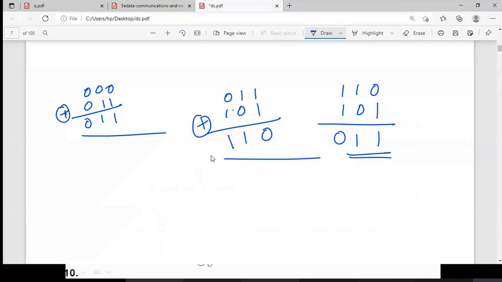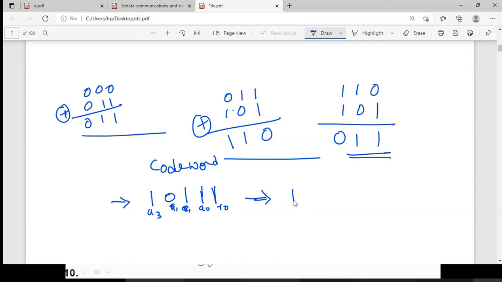So what I am telling is the data that is 1011. This is the data word, and to make it even parity, we have just added 1, and this forms the code word. So now consider this A0, and this is R0, and this is A1, and this is A2 and this is A3 according to the diagram. So now I am telling this bit is modified. When it is modified, it will be 0010011. So this bit is modified.